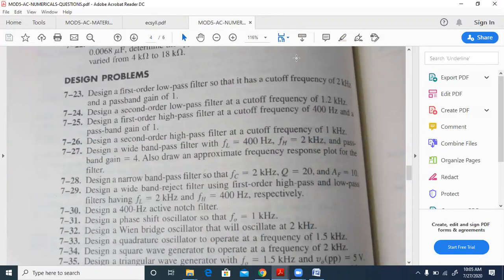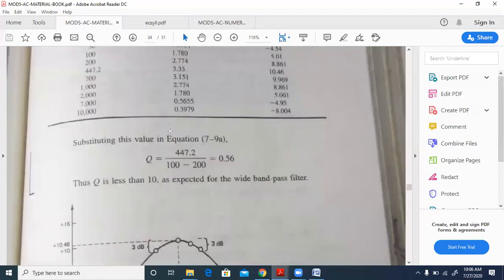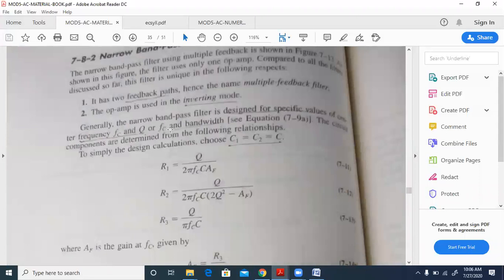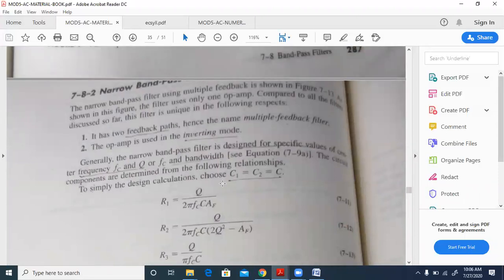So then we'll go for the next one. Design a narrow band pass filter so that FC is equal to 2 kilohertz, Q equal to 20, AF equal to 10, right? So narrow band pass filter is the next topic here. Okay, this is narrow band pass. Formulas are given, right? Choose C1 equal to C2 equal to C equal to whatever, 0.01.